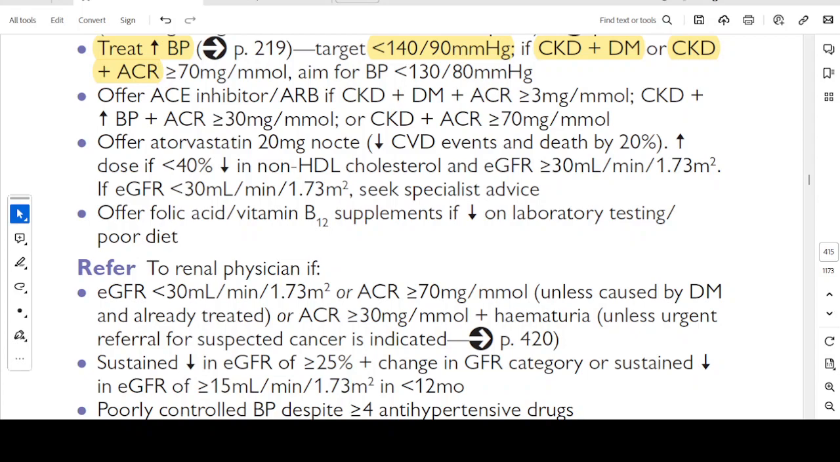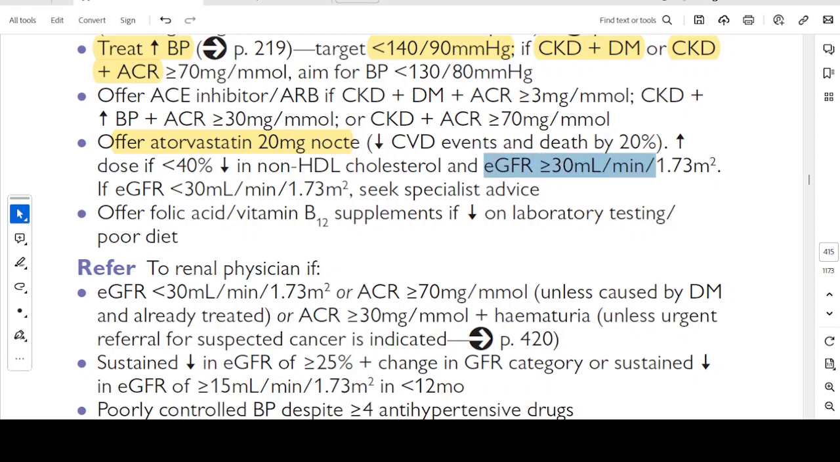So offer atorvastatin 20 milligrams nocturnal for reduction in CVD events and death by 20%. So primary prevention with atorvastatin 20 milligrams decreases the CVD risk in CKD patients and death by 20%. Increase the dose if less than 40% reduction in non-HDL cholesterol is there and eGFR is more than 30 ml per minute. Then you have to increase the dose. If eGFR is less than 30 ml per minute, then seek specialist advice.